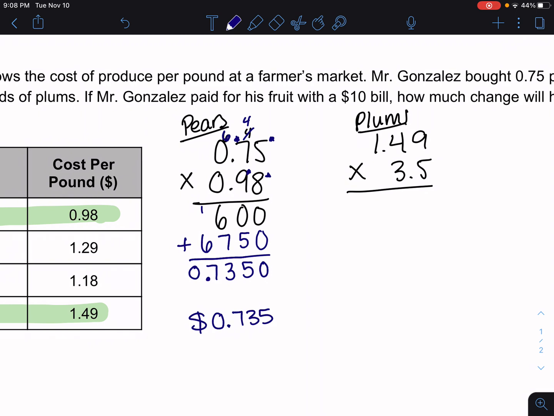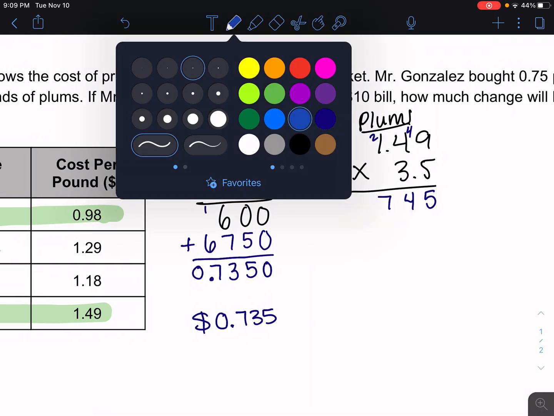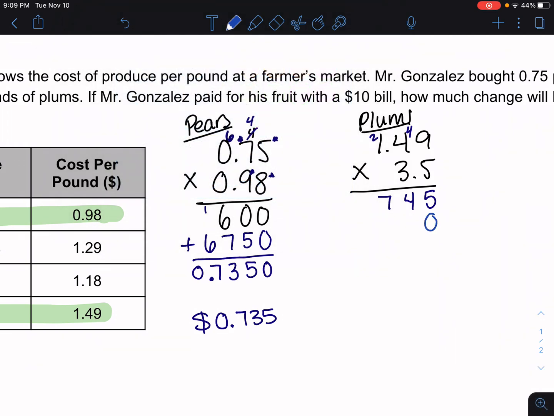Now I'm going to figure out the cost of the plums. So 5 times 9 is 45. Carry the 4. 5 times 4 is 20. Plus 4 is 24. Carry the 2. 5 times 1 is 5. Plus 2 is 7. I'm going to move 1 place over. 3 times 9 is 27. Carry the 2. 3 times 4 is 12. Plus 2 is 14. Carry the 1. And 3 times 1 is 3. Plus 1 is 4.